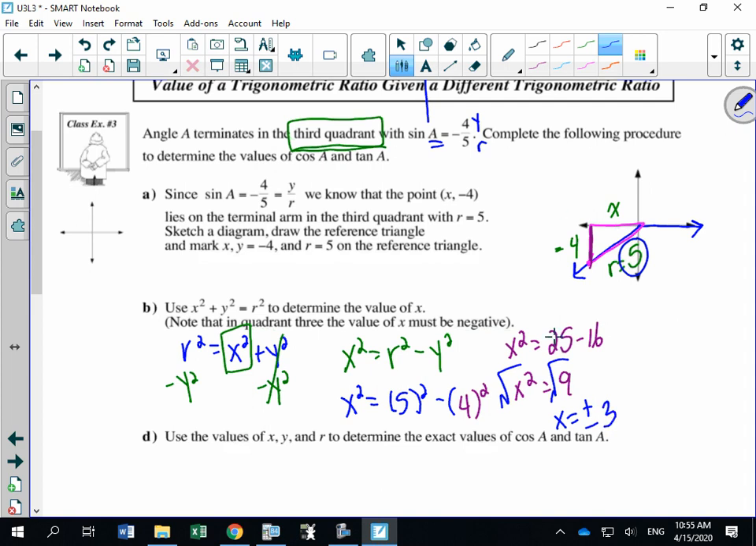But you have to ask yourself, in this quadrant here, what are my x values? So if I go to the left of the origin, what would this distance be? Like, what's that x value? So if I go right of the origin, x is positive. If I go left of the origin, x is negative. So my answer is x is equal to -3, y is equal to -4, and radius is equal to 5. Okay, so in this quadrant here, x is negative.